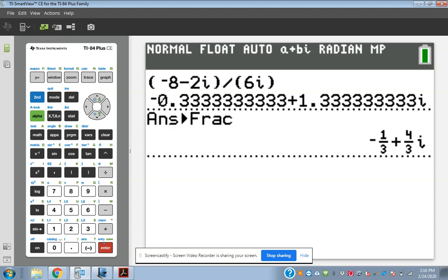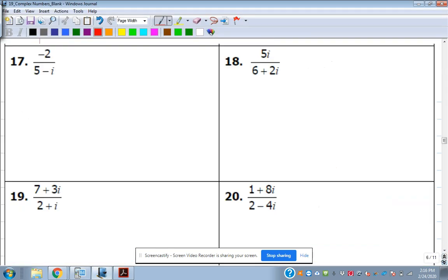So with a purely imaginary number in the bottom, we're going to multiply by i on the top and i on the bottom, if it's purely imaginary. When we get to the next problems, we've got a complex number in the denominator. And this is where that complex conjugate comes back in. Okay? We need the complex conjugate to the denominator. So what is the complex conjugate to 5 minus i? 5 plus i. So I'm going to multiply by 5 plus i on bottom and top.